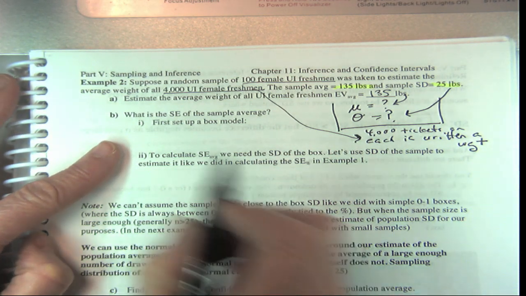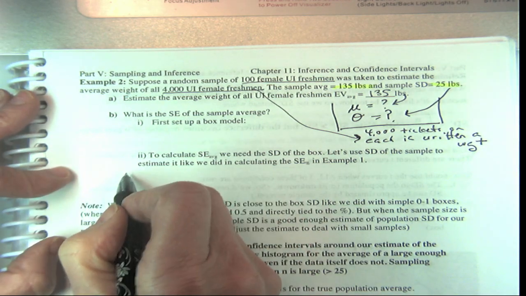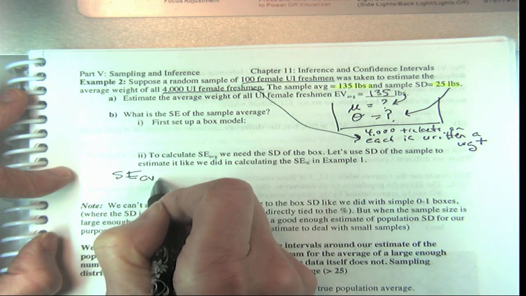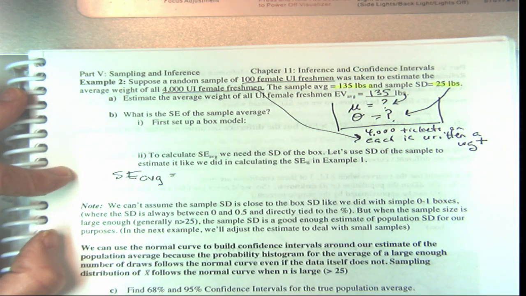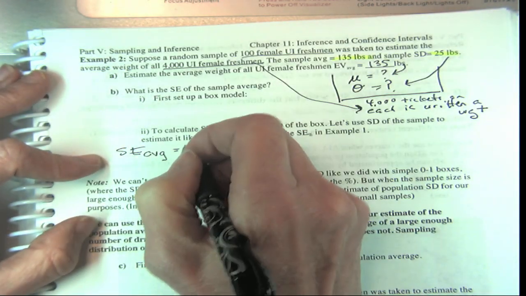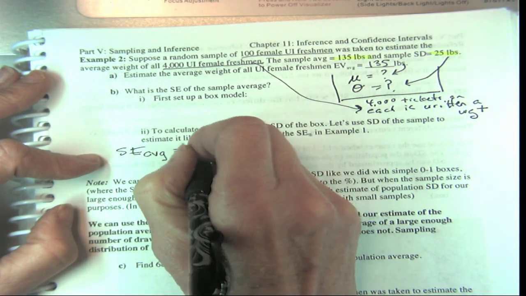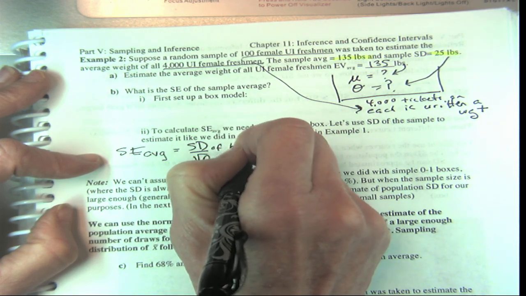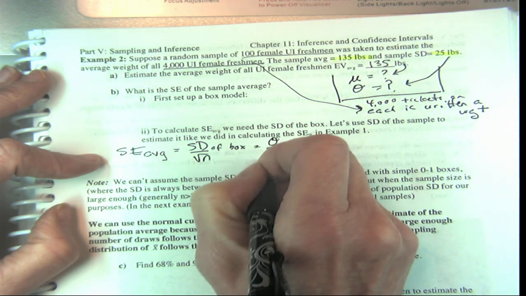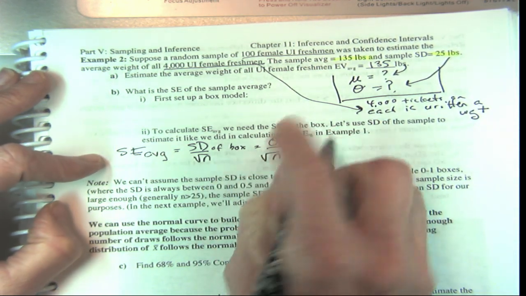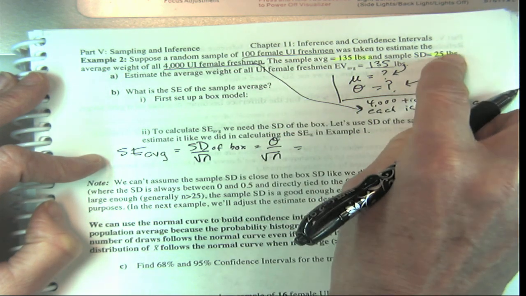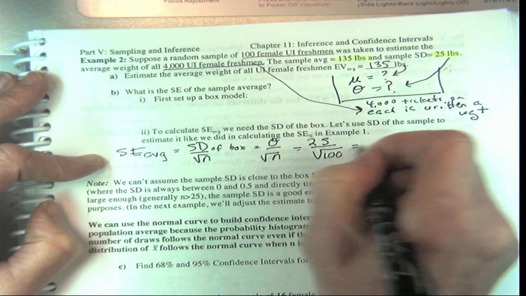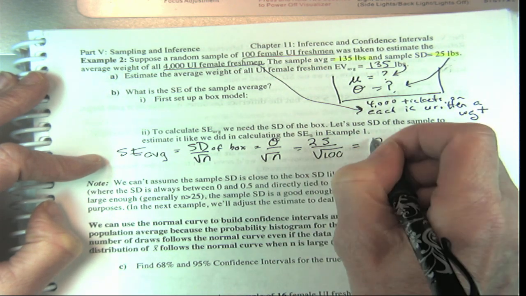So we set up the box model to calculate the standard error of the average. What's that going to be? Well, that's the standard deviation of the box, sigma, divided by the square root of n. But we don't know that, and we're going to estimate it by that 25, which is 2.5 pounds.